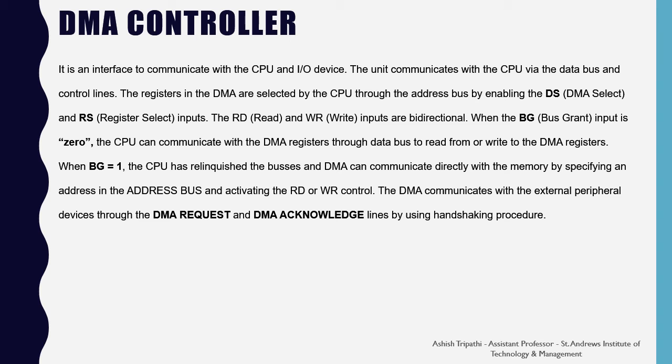When the BG, that is the bus grant input, is 0, the CPU can communicate with the DMA registers through the data bus to read from or write to the DMA register. But when the BG is equal to 1, the CPU has relinquished the buses and DMA can communicate directly with the memory by specifying an address in the address bus and activating the read-write control. The DMA communicates with the external peripheral device through the DMA request and DMA acknowledge lines by using the handshaking procedure.